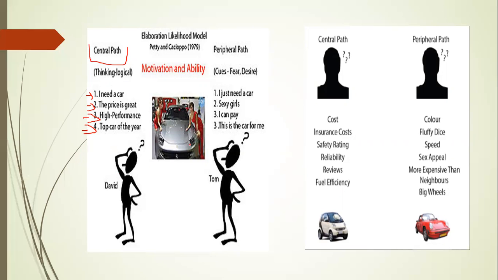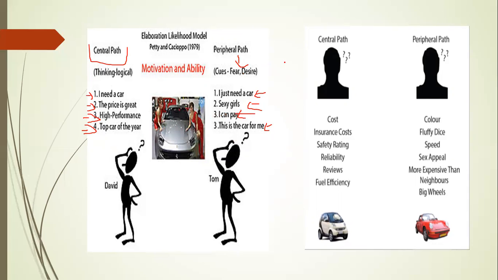Now if the peripheral path is chosen, cues like fear and desire come in. I just need a car, obviously. Second is sexy girls. In the picture, there are two girls, so the attention goes to that. If I use this car, I will be liked. Then I can pay. There is no logic. And this is the car for me. So evaluation is on two bases: the central path and the peripheral path.